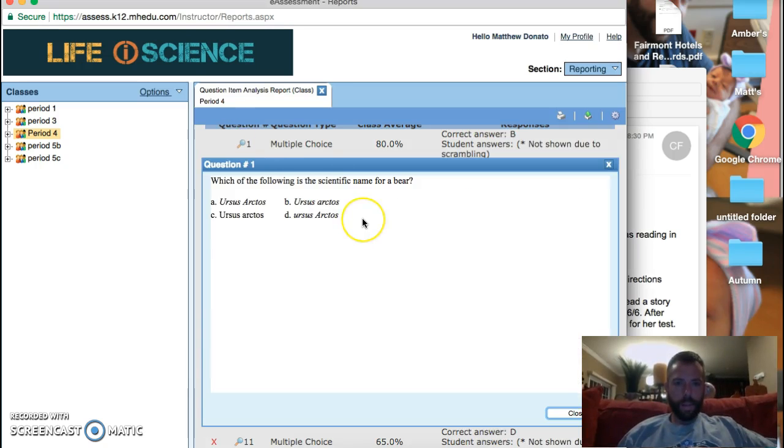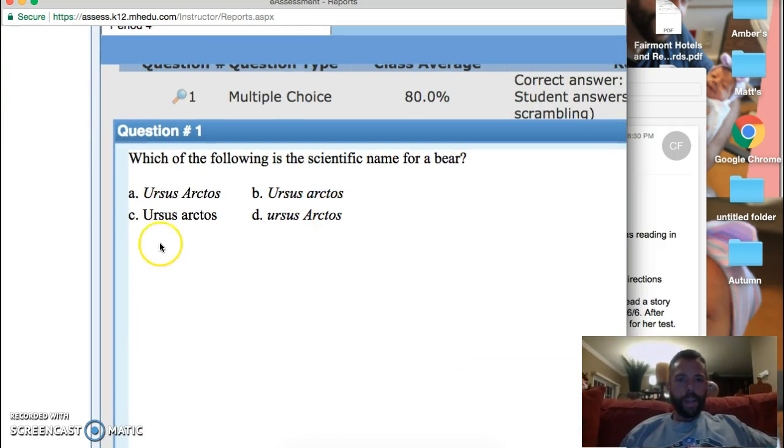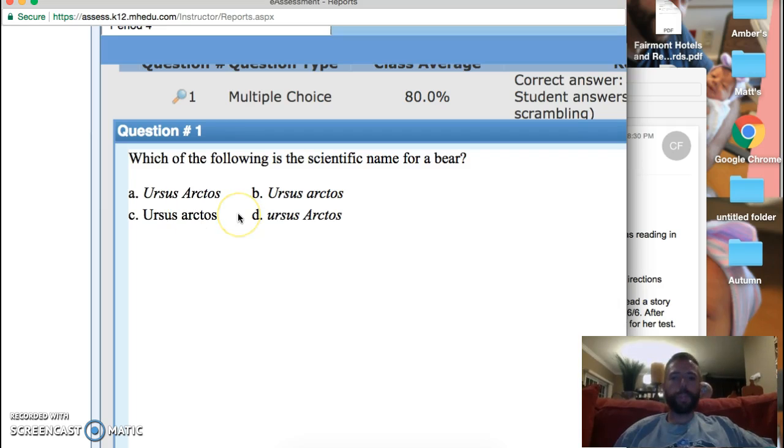Let's take a look. Which of the following is the scientific name for a bear? Well, if you look at it, they're pretty much all the same as far as the Ursus arctos. But if we look at it, there's certain rules for writing scientific names, which you remember from the scientific name Edpuzzle. And the correct answer would be this one, answer choice B, because everything's in italics. We capitalize the first letter of the first part, and everything else is lowercase.